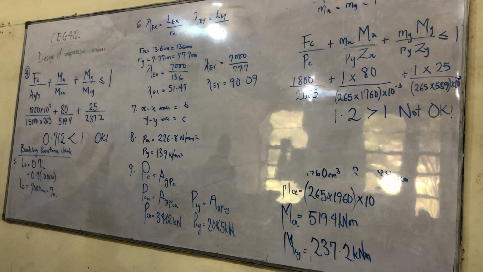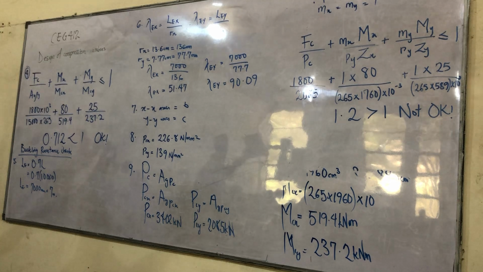Now go to table. Please reduce your volume if you're in this class. What step have you got to? I didn't write out these steps for you guys. That's what I'm saying. 1 times 25 divided by 265 by 589 times 10 to the minus 3.